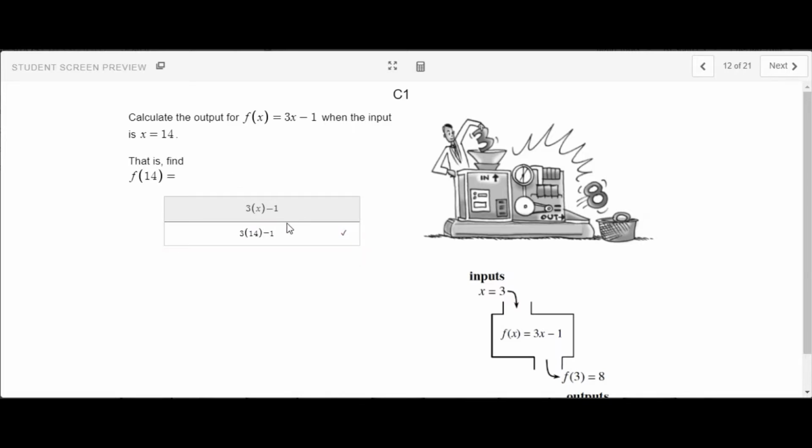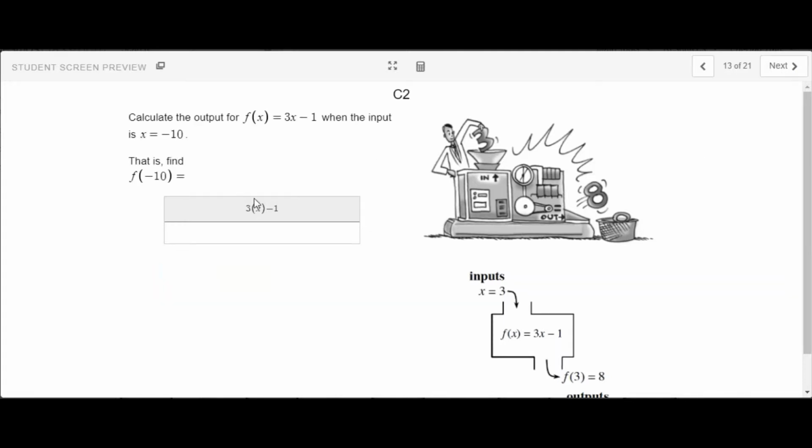So now I can just solve this step by step. 3 times 14, that's going to be 42. Don't forget that there's a minus 1 right here, so minus 1. And then 42 take away 1, that's going to be 41. All right, let's go and try the next one.